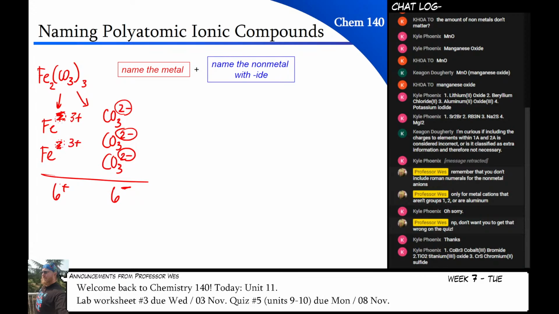So now that I know the name of this, I would say, okay, well, this is iron 3. So name the metal iron 3. And then I just name whatever this is. Carbonate. So now you're doing the exact same thing that you were doing before. However, you do have to have your polyatomic ions list handy or memorized in order to answer the questions. Okay?